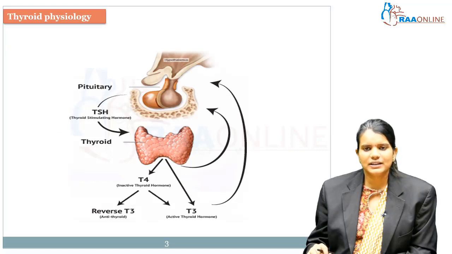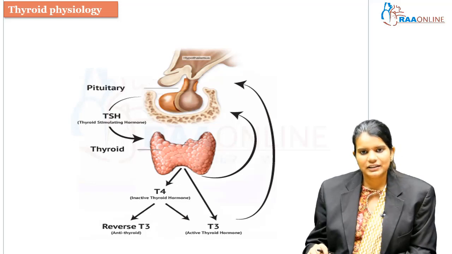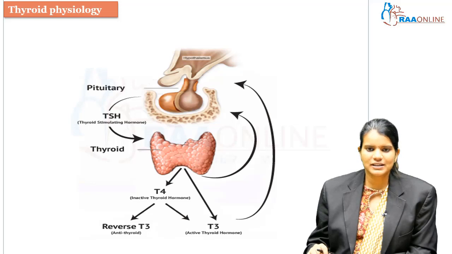So the thyroid physiology is like this: the hypothalamus secretes the TRH, which goes through the hypophyseal stalk into the pituitary and releases the TSH. TSH goes into the thyroid gland and stimulates it to produce T3 and T4. T4 is the inactive form of thyroid, so it produces reverse T3 and T3, which is the active form. Both T4 and T3 exert a negative feedback mechanism on the pituitary and the hypothalamus, and decrease the production of TSH and TRH.